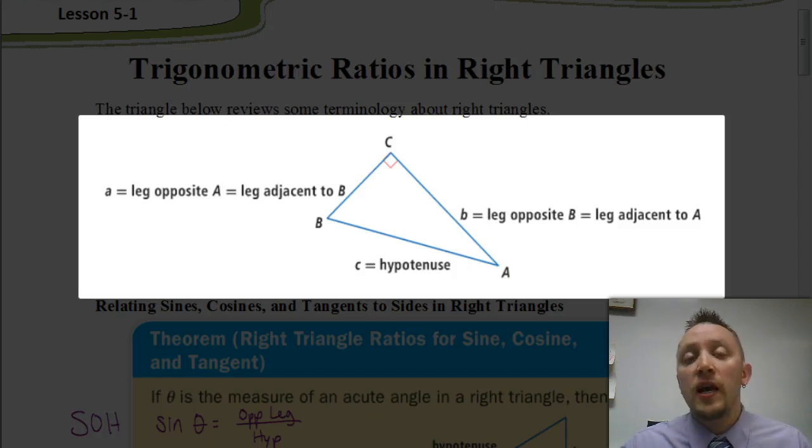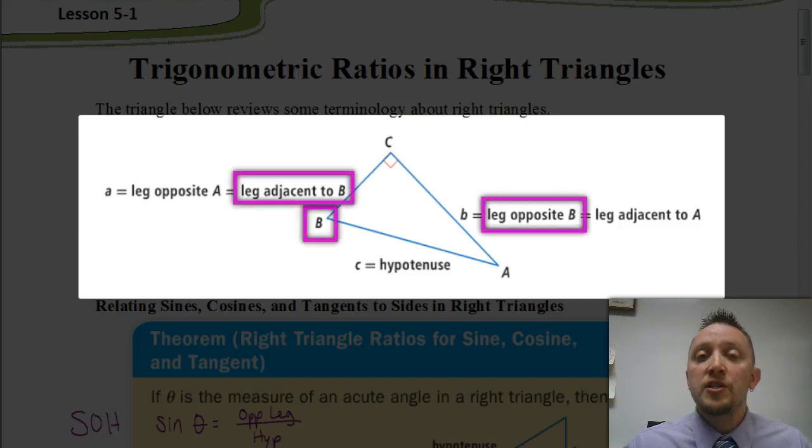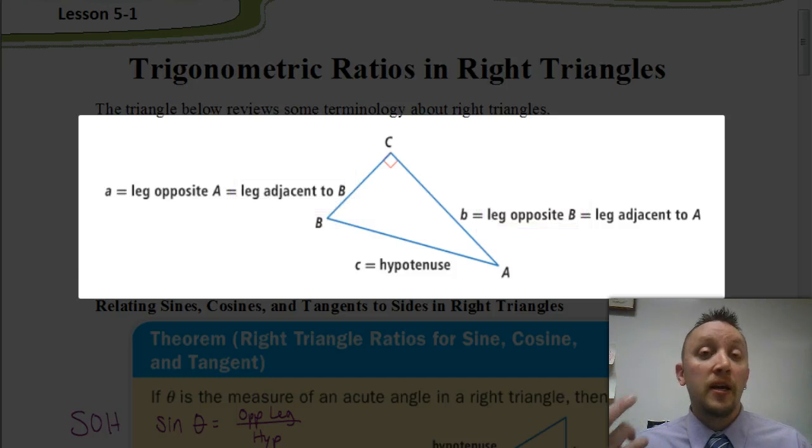Now, let's say I was looking at angle B. Now my opposite and adjacent legs are going to switch. So now my opposite leg would be the side AC, and my adjacent leg would be the side BC. So you can see that the adjacent leg and the opposite leg change depending on what angle we're looking at, but the hypotenuse will always stay the same.